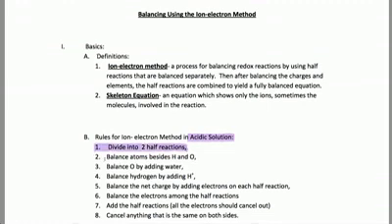Then we balance the atoms besides hydrogen and oxygen, so that'd be carbons, nitrogens, whatever else, sulfur. Then we balance the oxygens by adding water. Then we balance the hydrogens by adding H+, because we just introduced some new hydrogens when we added the water. But now that we added H+, what do we have to balance? Well, we have to balance the charge. The charge needs to get balanced, and we do that by adding electrons on each half reaction.